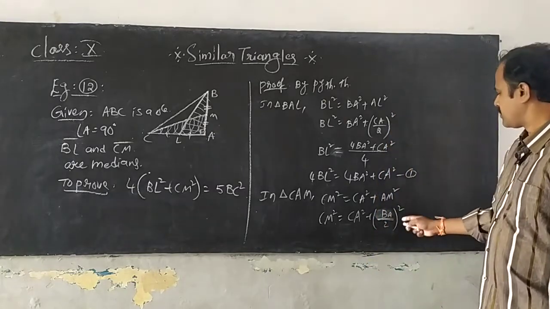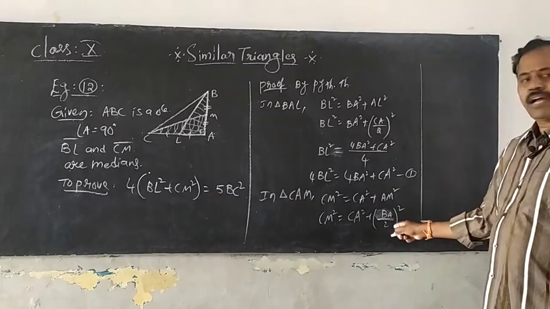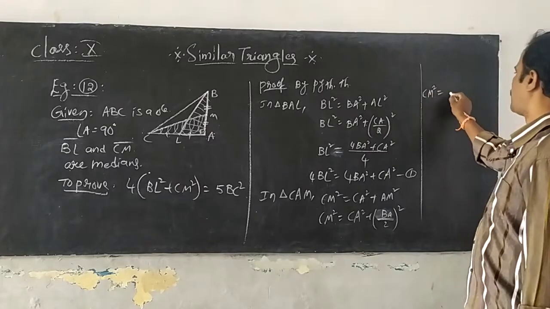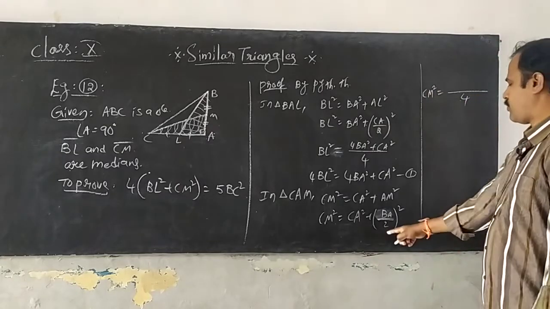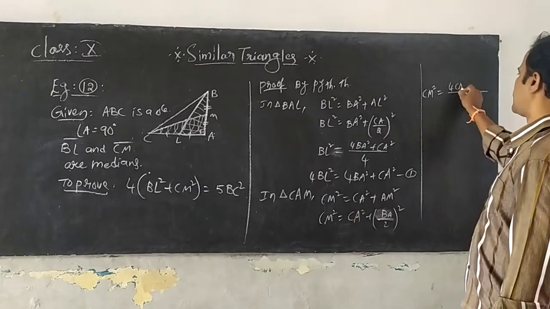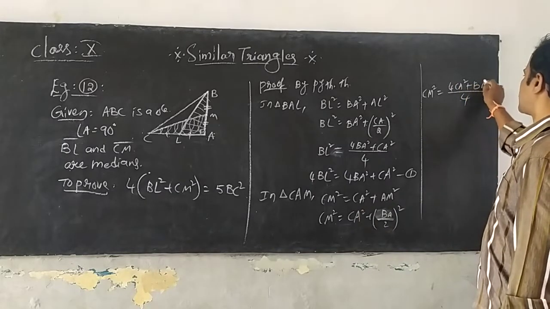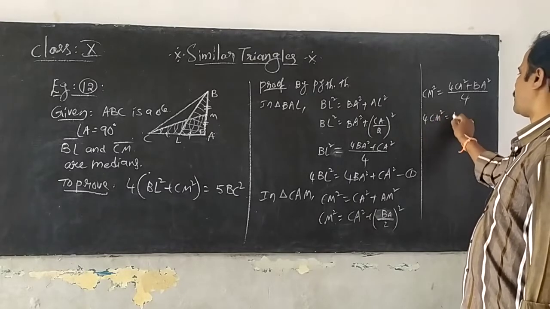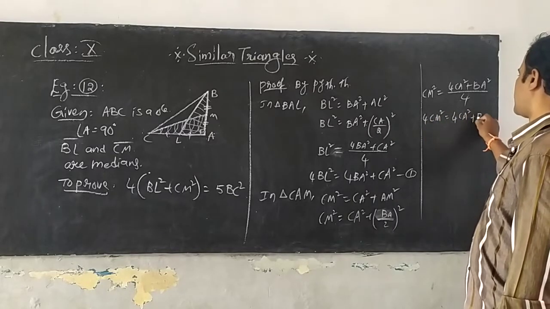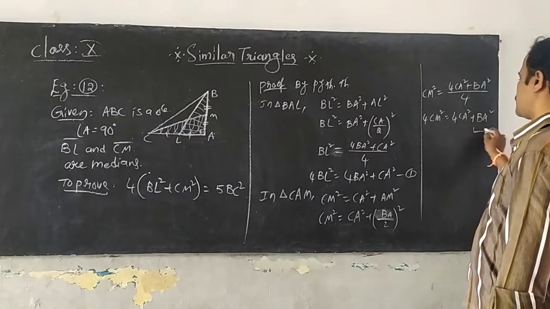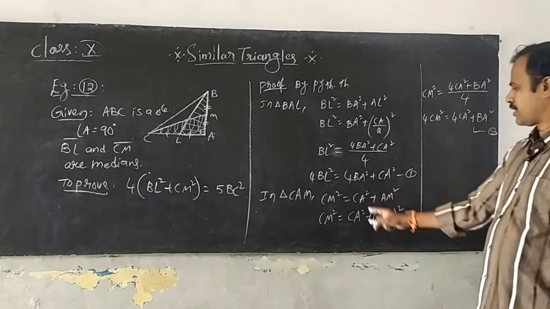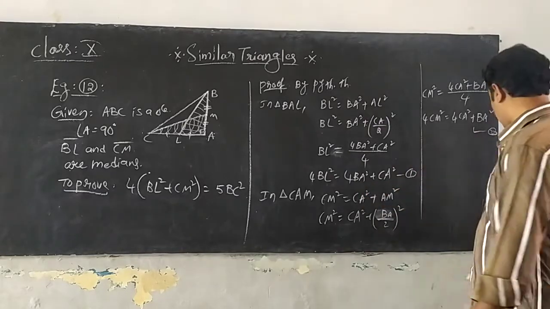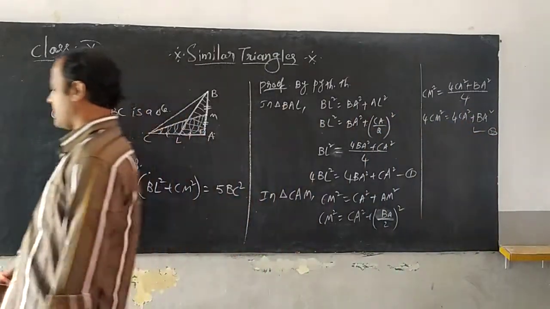Now you square that one and take the LCM. I write here, this becomes 4 as LCM. So CM square is equal to 4 CA square plus BA square, all over 4. Now cross multiply this 4. You get 4 CM square is equal to 4 CA square plus BA square. Take it as equation 2. We have equation 1 and equation 2. Now adding both of them, 1 plus 2. So what do we get by 1 plus 2?